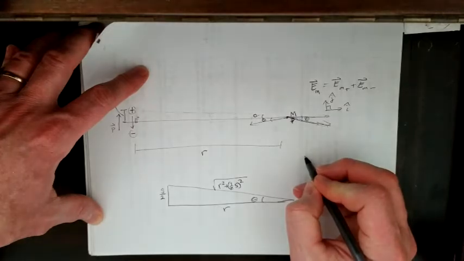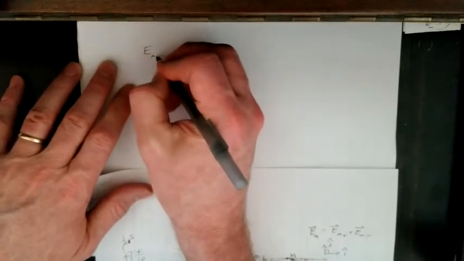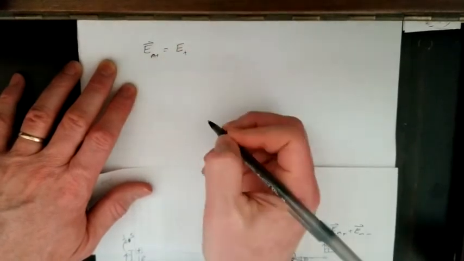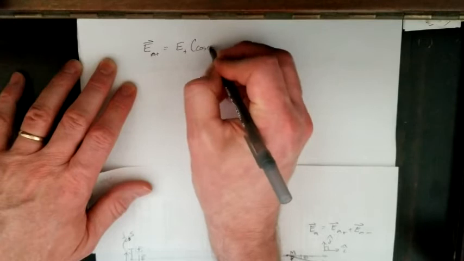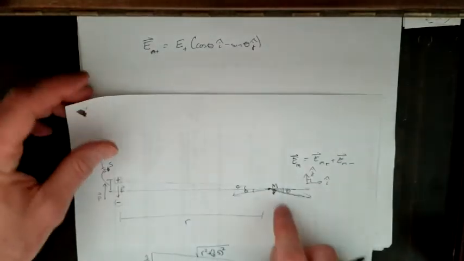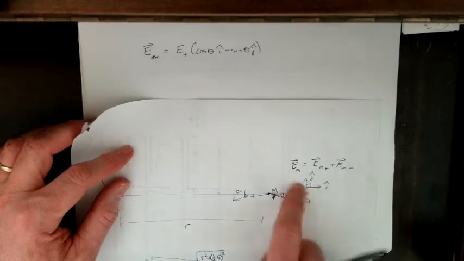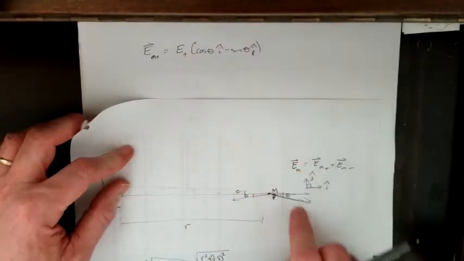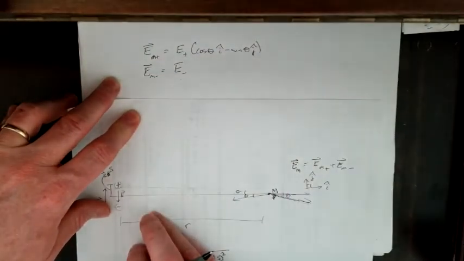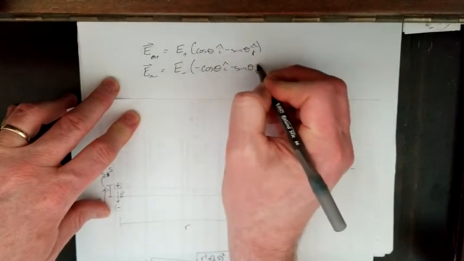And so let's do some vector addition here. So my EM positive, the electric field at point M from the positive charge, is going to be the magnitude of the electric field from the positive charge times the cosine of theta I hat minus sine theta J hat. So typical, just breaking up a vector based upon the angle here, hypotenuse times the cosine, hypotenuse times the sine, and it's negative J hat because I said J hat was positive going that way. EM negative is going to be the magnitude of the electric field from the negative charge times negative cosine theta I hat minus sine theta J hat.